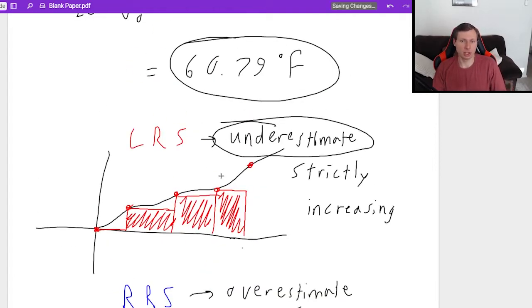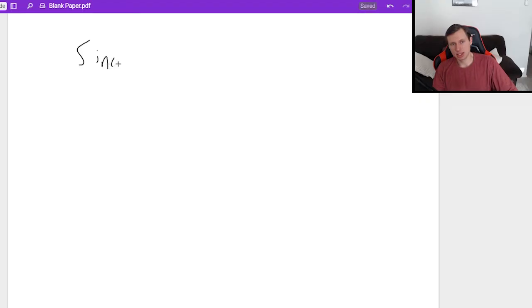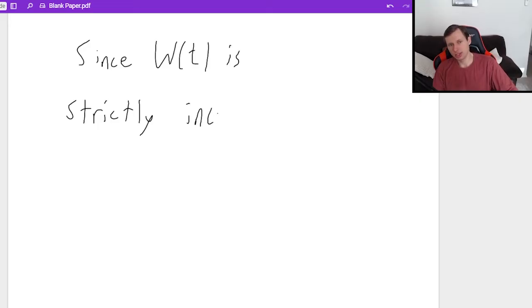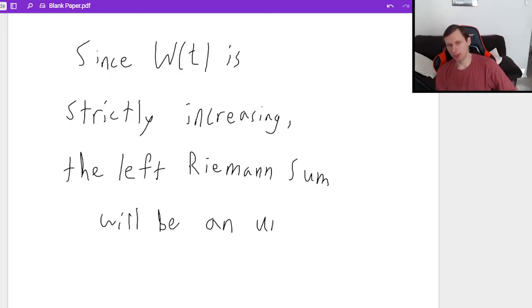And if you want to answer a justification that they'll accept on the AP exam, you just need to say, since w(t) is strictly increasing, the left Riemann sum will be an underestimate.